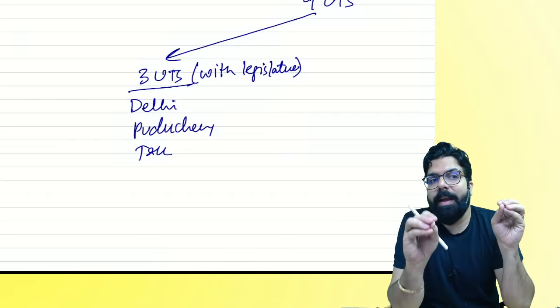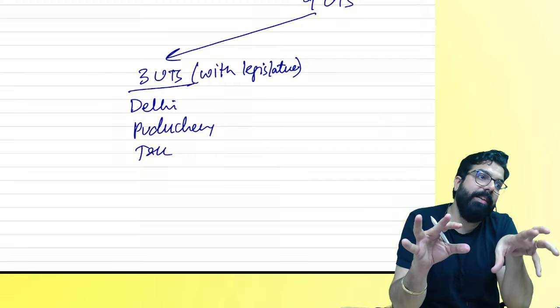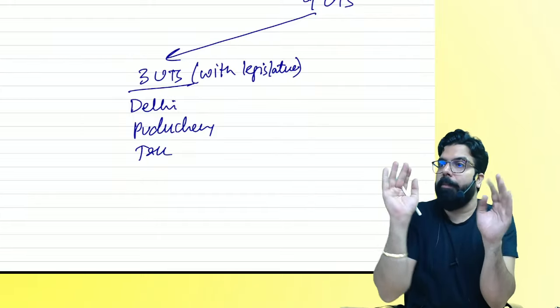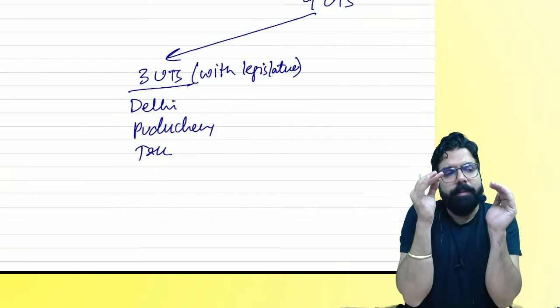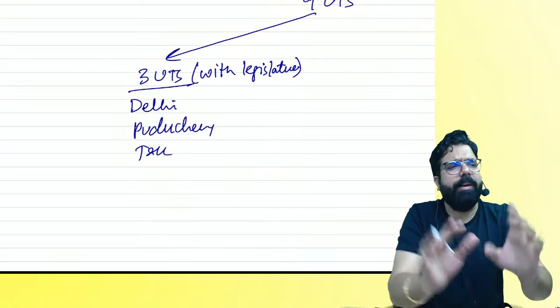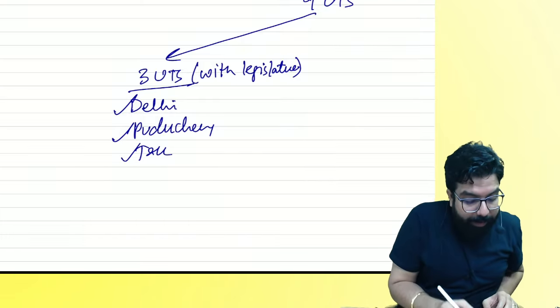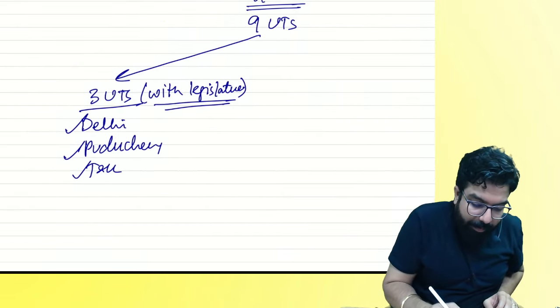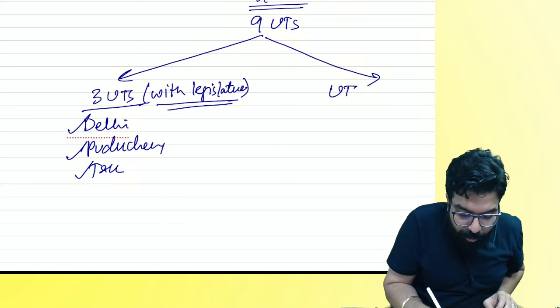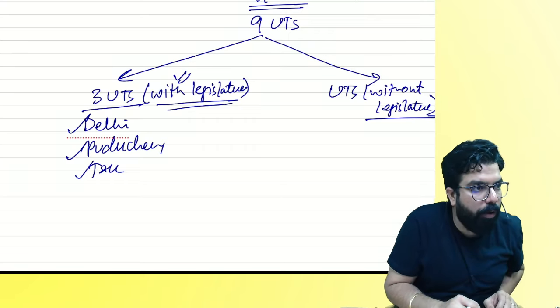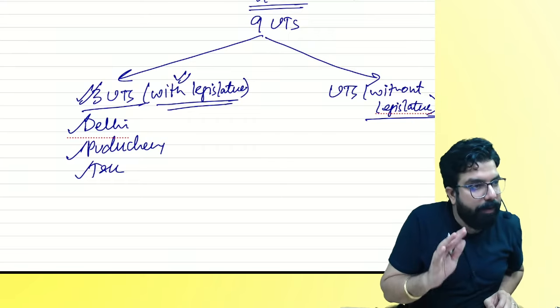It is like a union territory, but it has its own legislature. Although it is still under central control only, it is considered like a state only. For example, Delhi, Puducherry and Jammu have their own legislature, and the remaining UTs are UTs without legislature. These are basically controlled by whom? Central government. Here also the central government has some control, but they have their own Vidhan Sabha.